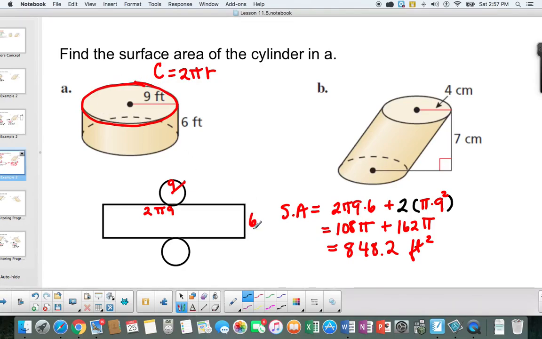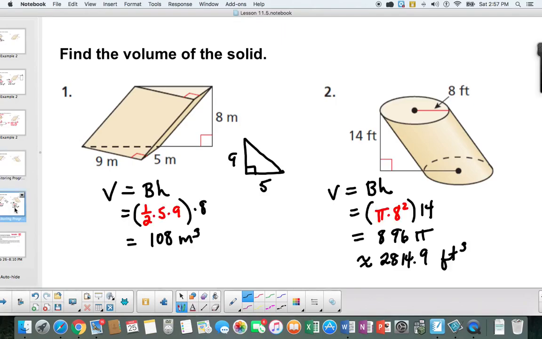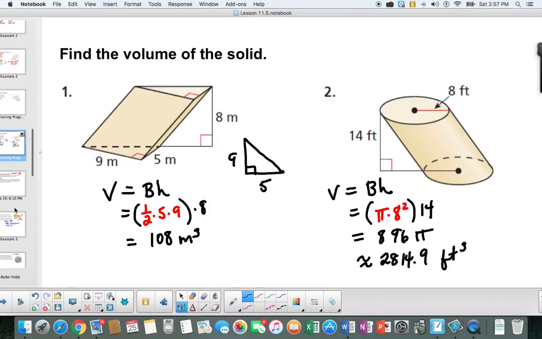And the height is 6. So to find the surface area, I'm going to find the area of the rectangle and 2 areas of circles. And when I find this, I get this answer. And we're not going to find the volume of this one right here. Okay, your turn. Take a minute to stop the screencast and see what you can do. And here are the answers. Again, it's a good idea to draw your base to help you.